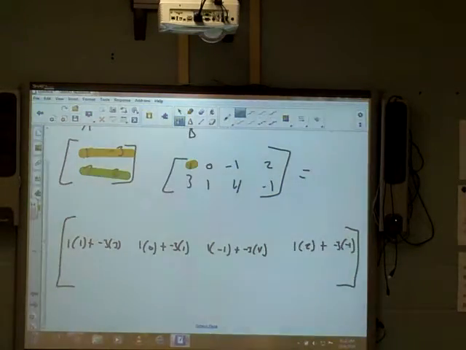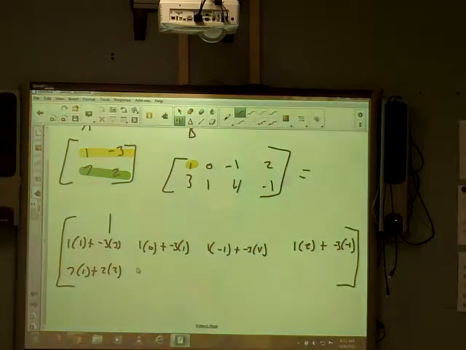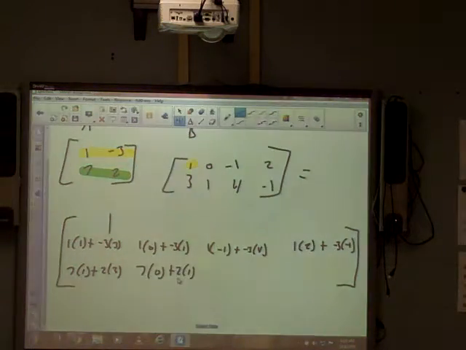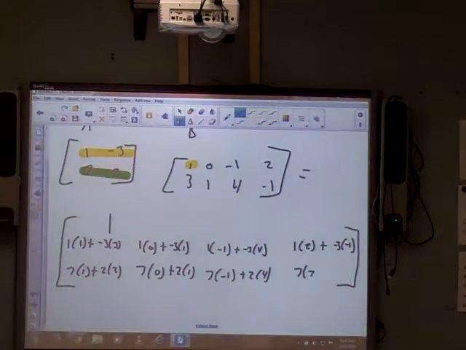Alright, are we ready here? Now, bottom row, what's going to be cool is the bottom row is 7 and 2, so all that's going to change is the 1 and negative 3 are going to change to 7 and 2. Everything else will stay the same. Because that's 7 times 1 and 2 times 3. So here in the second spot, I'd have 7 times 0 and 2 times 1. In the third spot, I have 7 times negative 1 and 2 times 4. And then 7 times 2 and 2 times negative 1.